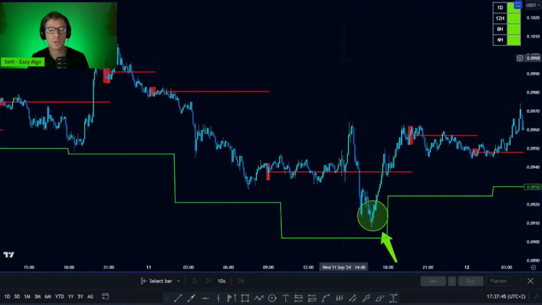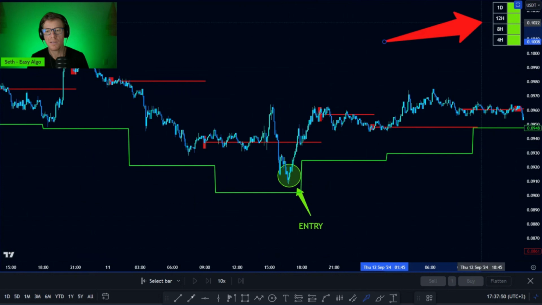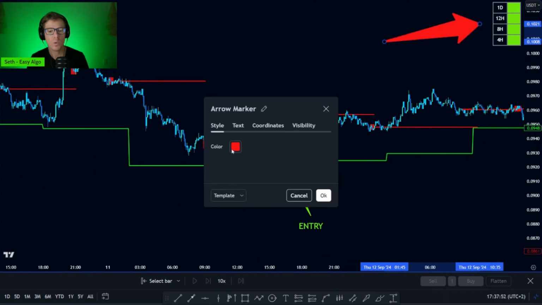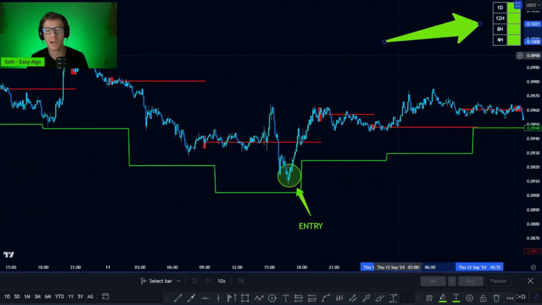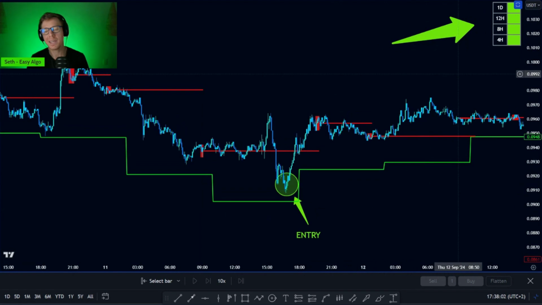Here I am now purely on the lower time frame. As you can see over here, guys, I've got this fair value gap dashboard in the corner, which is going to help me keep track of what is happening on the higher time frame. It's letting me know what is happening on the daily, 12-hour, 8-hour, and 4-hour, which is giving me an understanding of what is the sentiment of the higher time frame based on fair value gaps. This gives me confidence now in my trade.